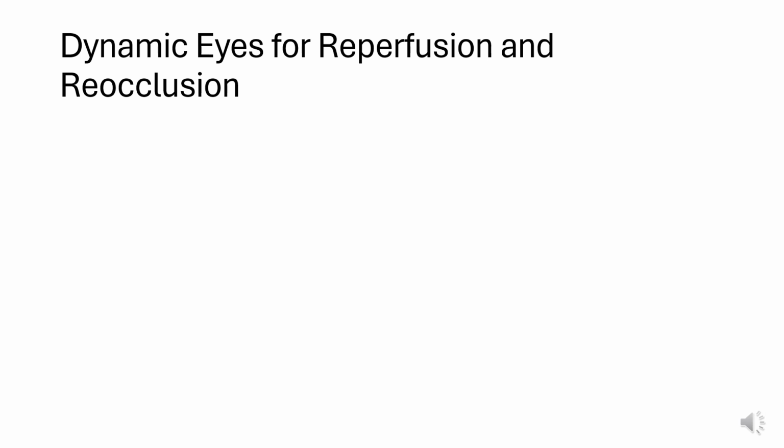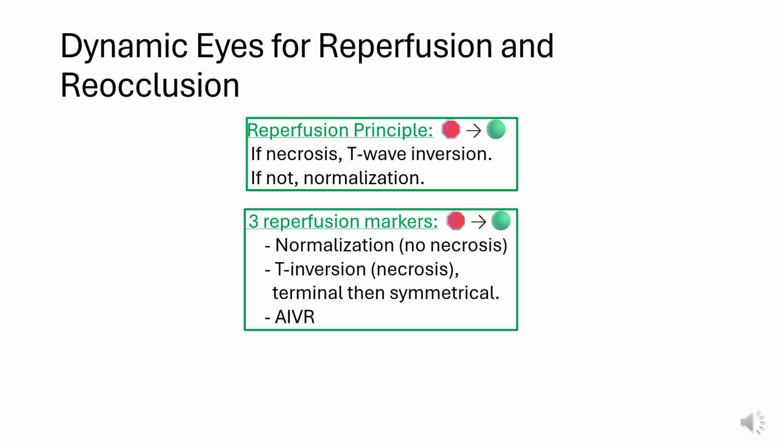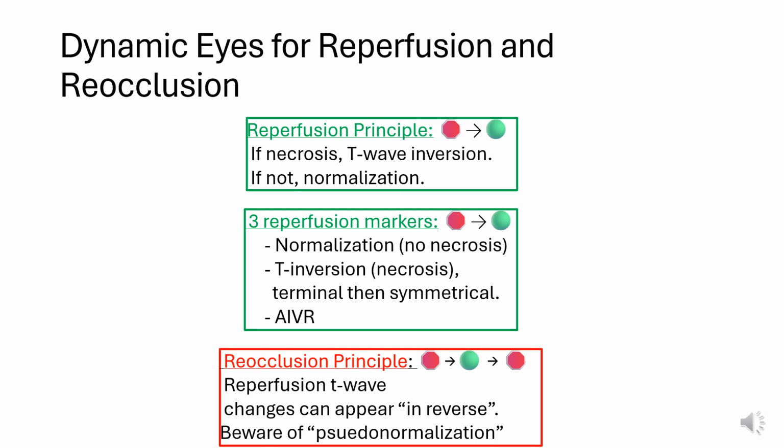Let's review what we introduced today. First, the reperfusion principle. Second, the three reperfusion markers: normalization if no necrosis, inversion if necrosis, terminal then symmetrical, and accelerated idioventricular rhythm. And finally, the reocclusion principle. Reperfusion T-wave changes can appear in reverse. Beware of pseudonormalization, and good luck with developing dynamic eyes for reperfusion and reocclusion.